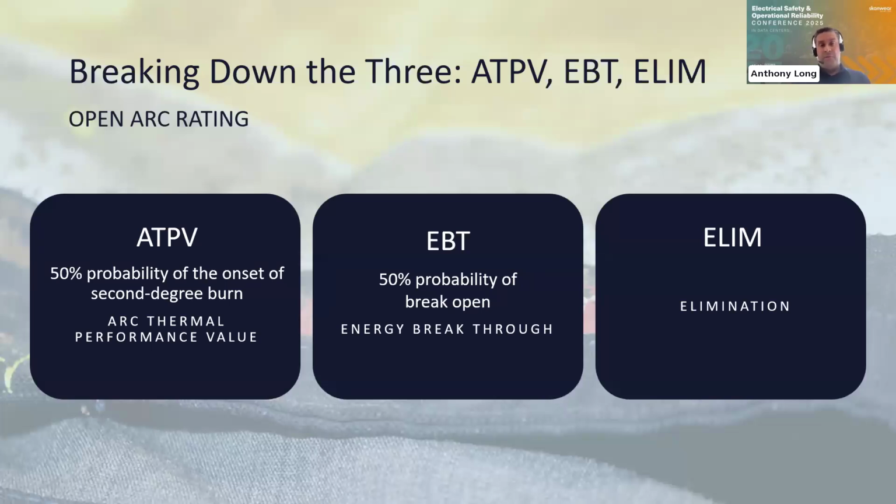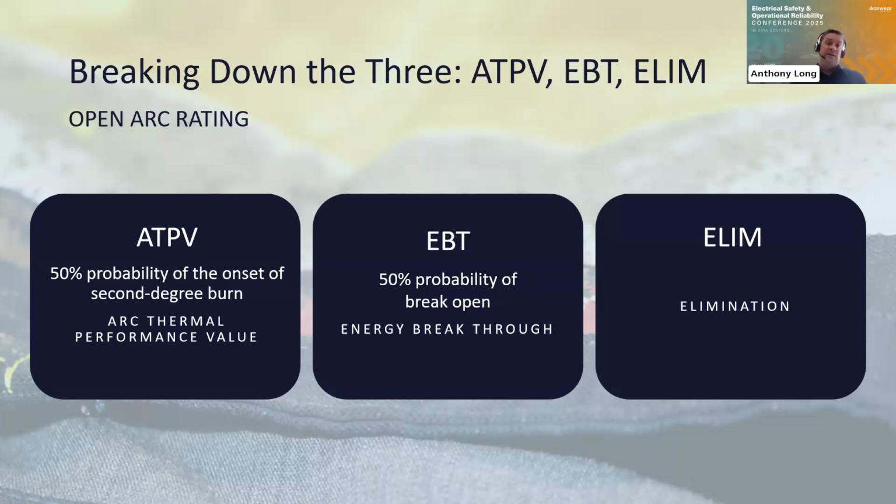ATPV, arc thermal performance value: how does the fabric perform in an arc, and what protection will it give you from the onset of second-degree burns, at a 50% probability. EBT is energy break open threshold, and this is the 50% probability of the actual break open of the fabric itself. Fabrics behave in different ways, which we'll talk about through this session. But EBT is where the fabric is broken open before it has generally reached the ATPV limit, and we're going to discuss that in more detail.